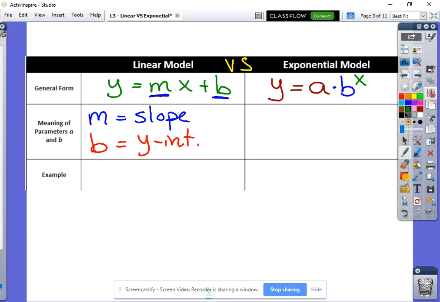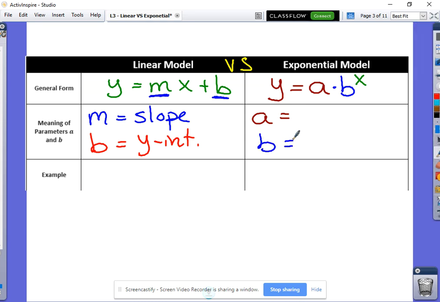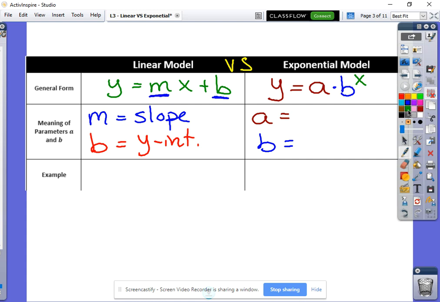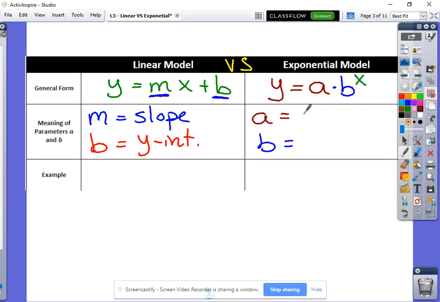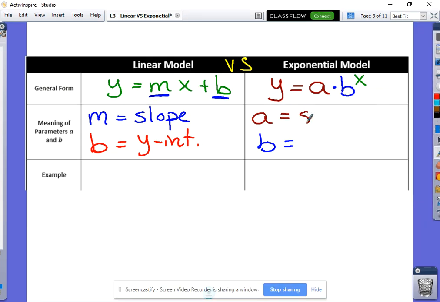So once again, we have two separate letters here. We have a and we have b. Now I'm going to stress this very carefully. Obviously, you can't get the a confused because that's not in the linear model, but the a in the exponential model is also considered your starting amount, where you're starting from. Sometimes it's the y-intercept, but it's not always the y-intercept. So you've got to be careful there. Your a is the starting amount.